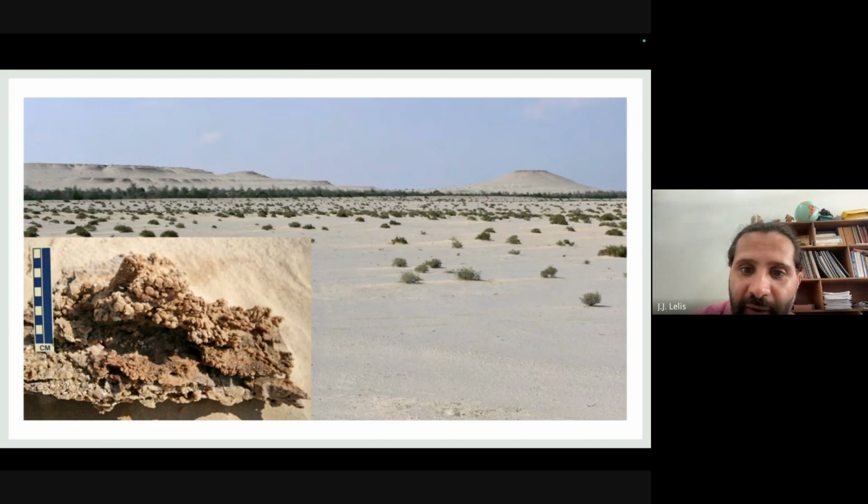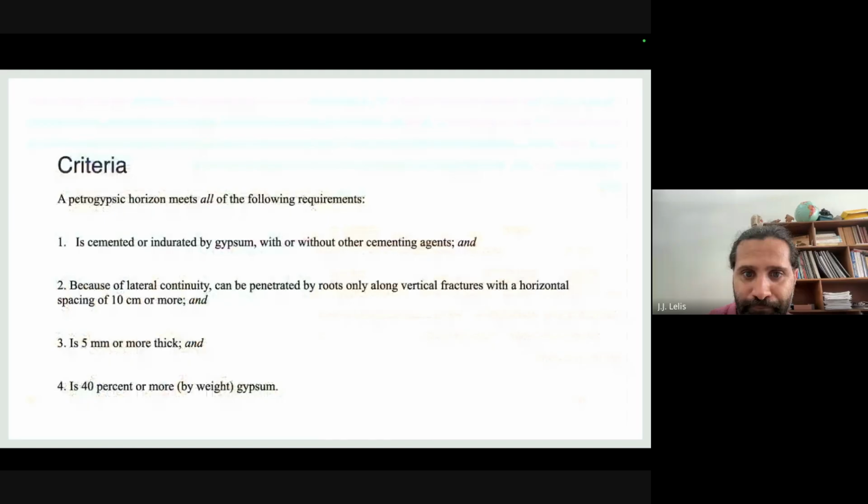Of course, which climate conditions? Dry, guys. Very, very dry climate conditions, because they need to induce an intense formation of gypsum and a very strong cementation of that soil.